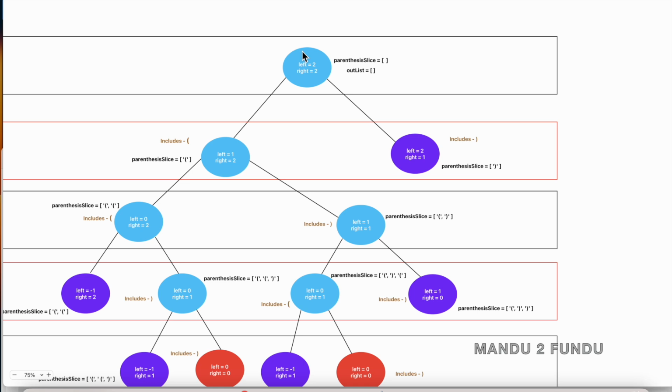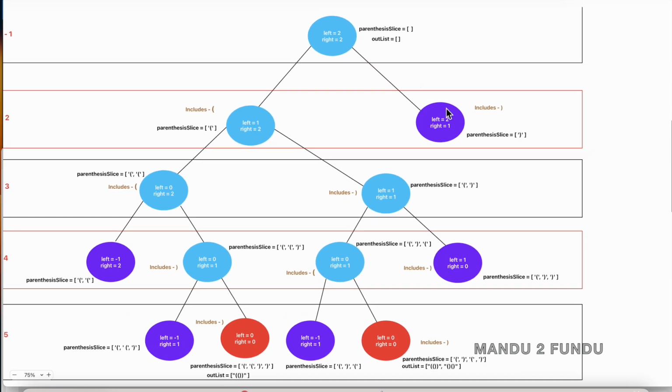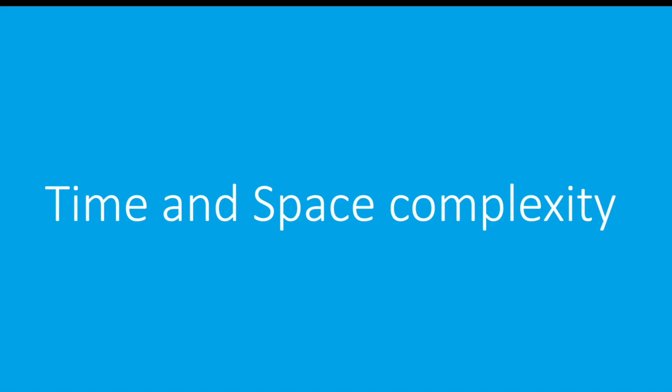So we are backtracking. Because of using backtracking, we cut down the processing time by half. Otherwise, the same amount of processing done here would also be done under this node. So by using backtracking, we are optimizing this algorithm. Next, I'm going to do the time and space complexity analysis for this solution.